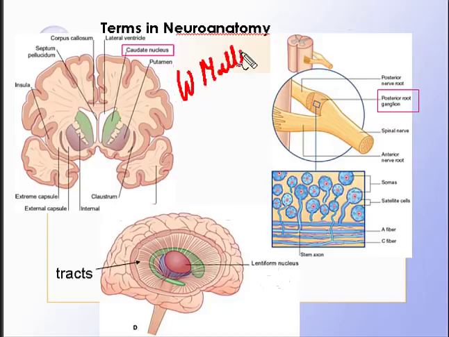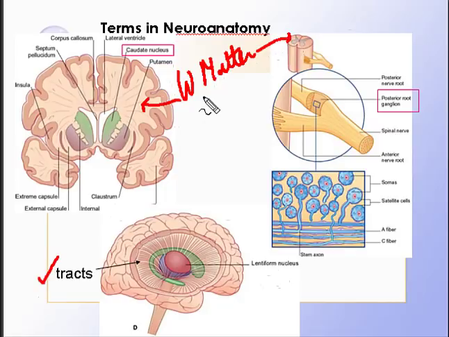And you can see in the brain, this white matter is more central. So this is white matter. Whereas in the spinal cord, the white matter is more peripheral. So you have white matter, which is a collection of axons. The collection of axons can also be known as tracts.